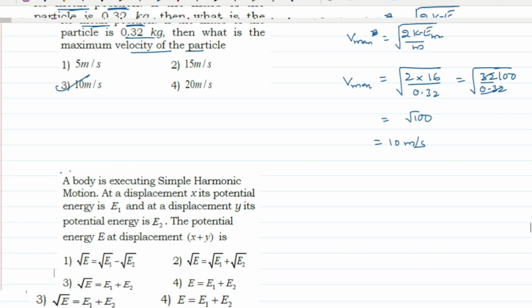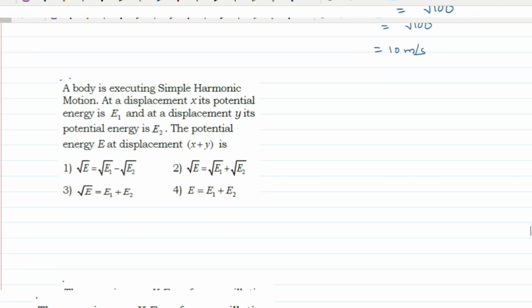A body is executing simple harmonic motion. At a displacement x, its potential energy is given as E1, and at a displacement y, its potential energy is given as E2.